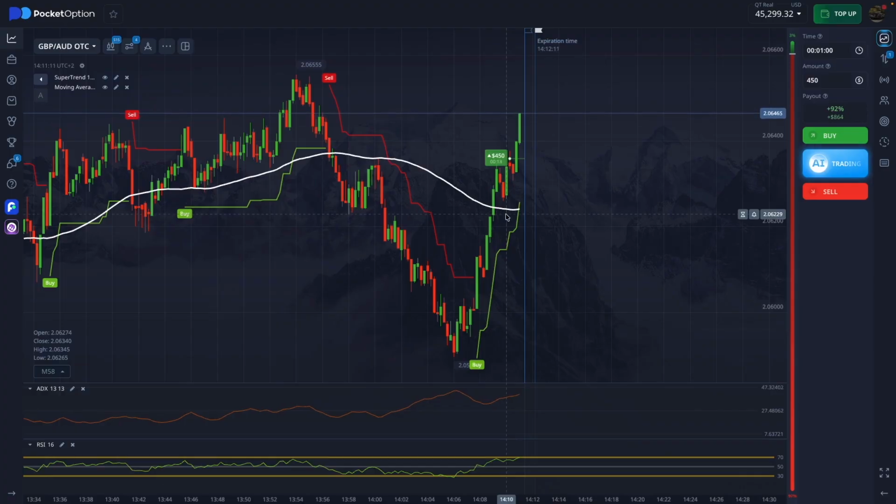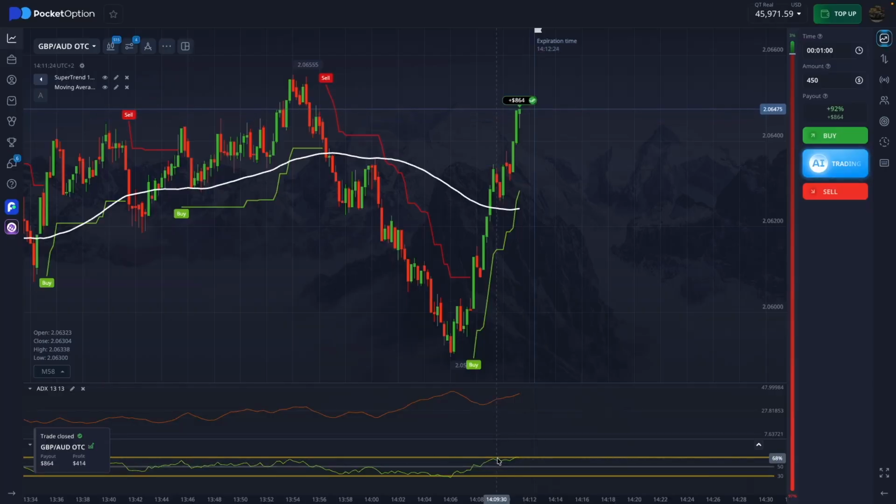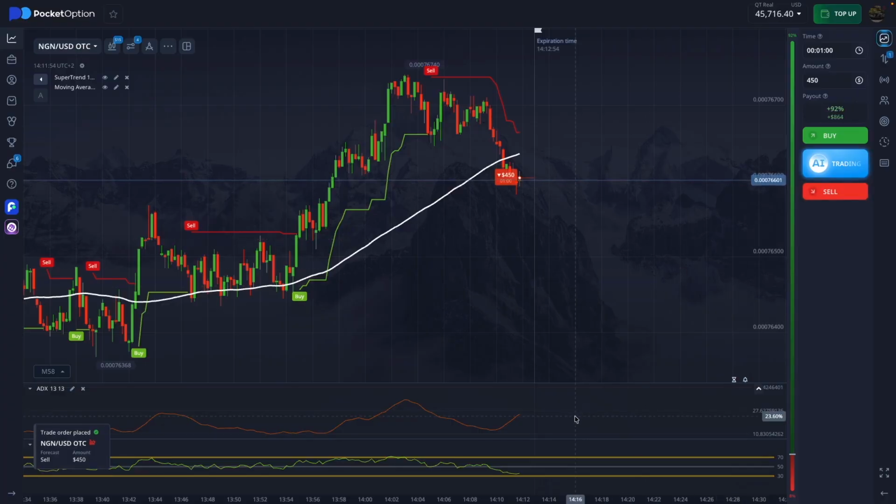The last condition for entering an up trade I get from the RSI indicator. In order to open an up trade, I need the current value to be between the middle line and the upper line. And this condition should also be met. And now my second up trade is also closing in profit. I will slowly continue my trading session.